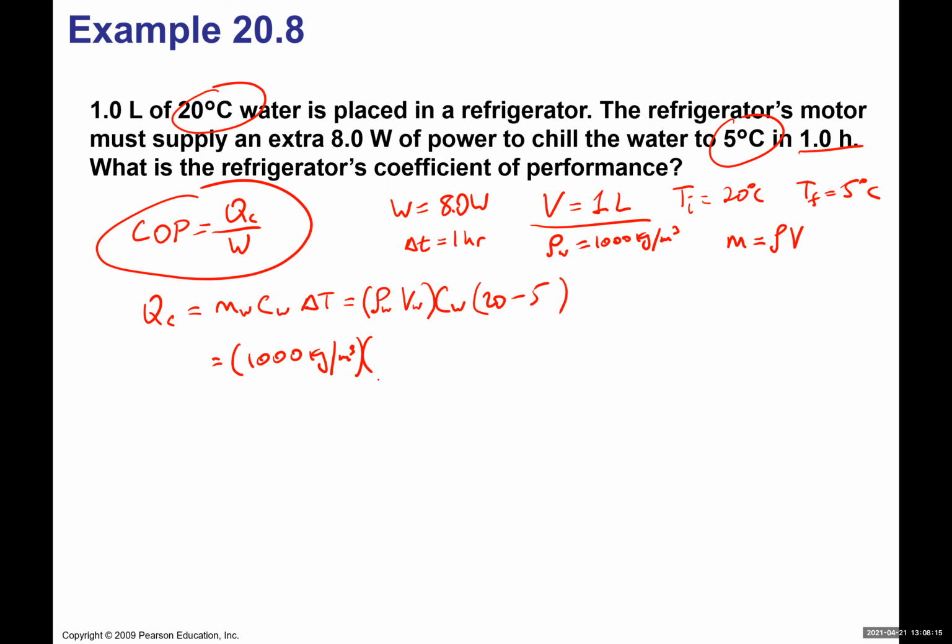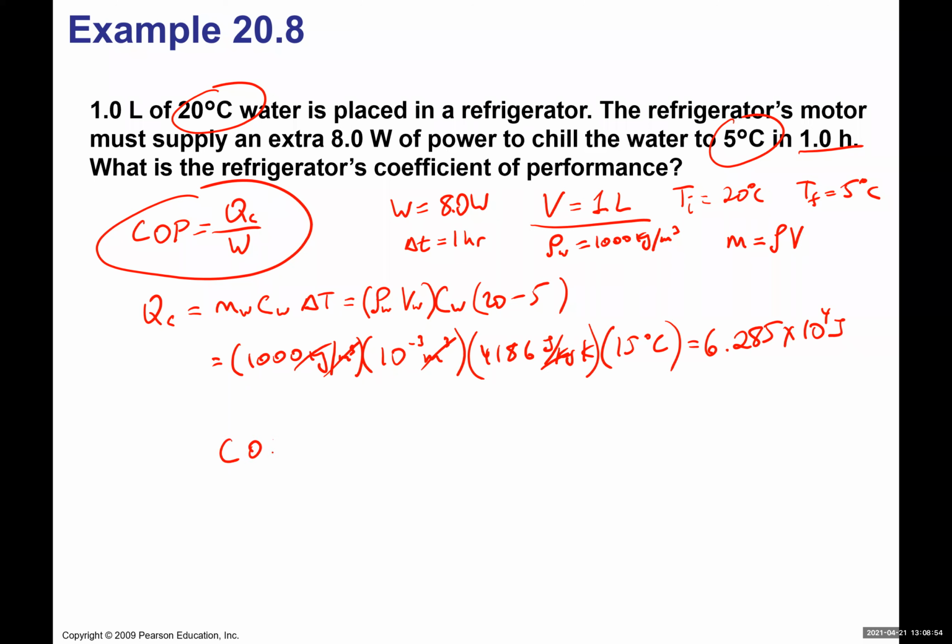Then what I have here is 1 liter, which ends up being converted to 10 to the negative 3 cubic meters. So then the cubic meters cancel out. Then specific heat for water, 4186 joules per kilogram Kelvin. So then kilograms cancel out, and then 15 degrees Celsius. That's basically my change in temperature. Okay, so if I calculate this, I'm going to get 6.285 times 10 to the 4 joules.